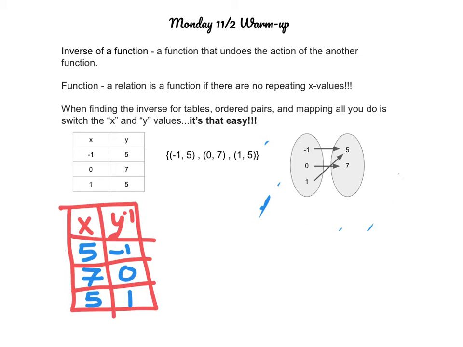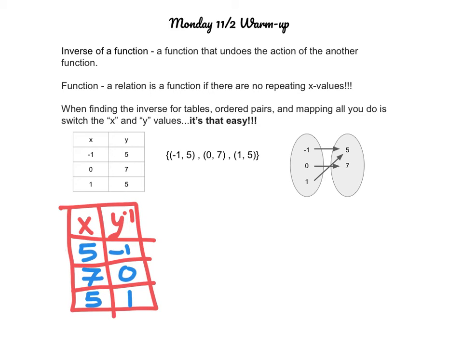Students last year did really well with this concept. It's not a difficult concept, and we just have to make sure that we understand all that. The only thing that we're doing is switching x and y values. We're not switching the signs of the x and y values. We're just switching the actual x and the y values.